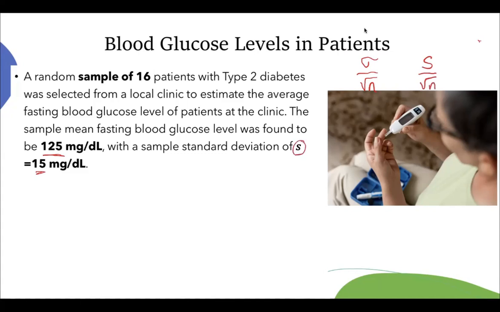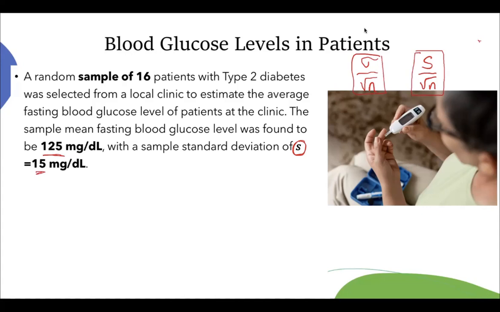So the key thing to look for is whether or not you are provided with S or sigma. If you are provided with sigma, most likely you're using the standard error and you're using the normal distribution. And if you're provided with S, most likely you're using the t-distribution.